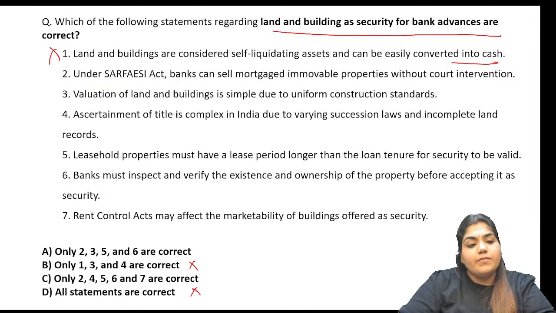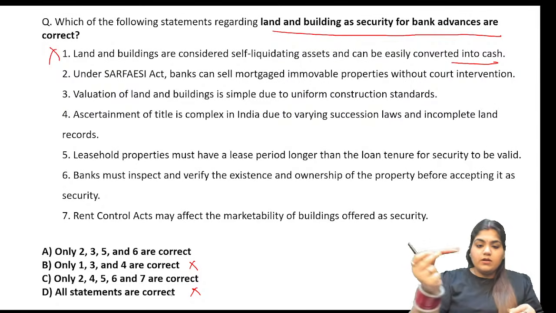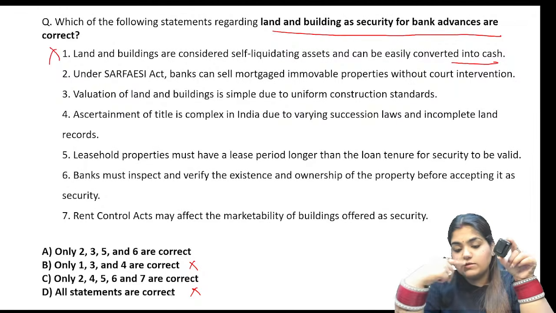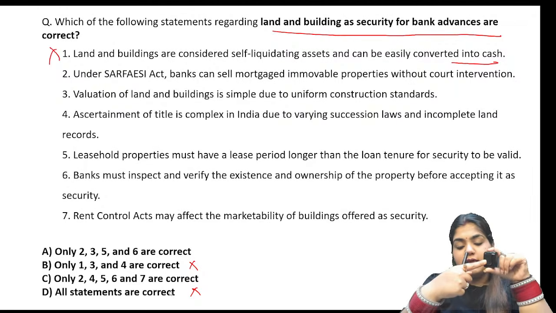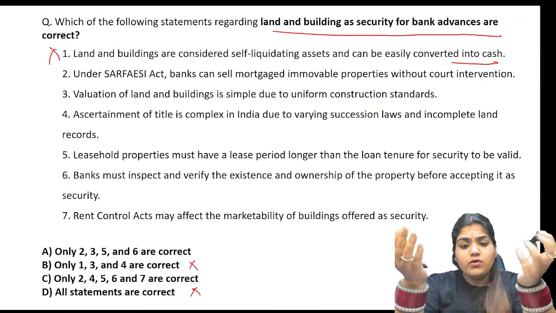Statement number 3. Valuation of the land and building is simple due to uniform construction standard. No. Valuation is very difficult. You cannot determine. We have to first check where the property is situated, how the property is, what is the market price of that area. Suppose this is a piece of property in Uttarakhand. If it is on the highway, it might cost, just as an example, 10 crore rupees. If it is in a rural area, it will cost maybe 4-5 lakh rupees. If it is in other areas, it might cost 1 lakh rupees.